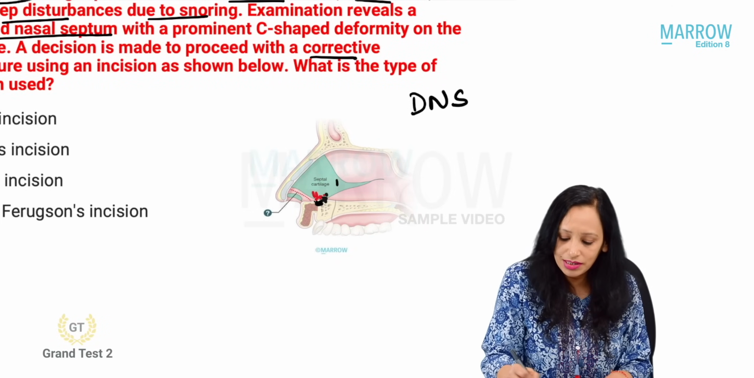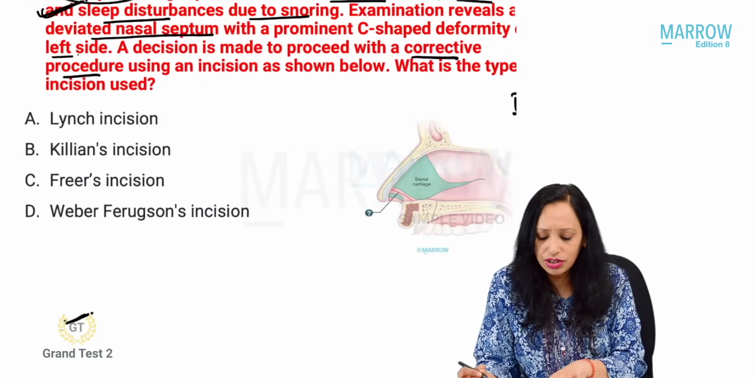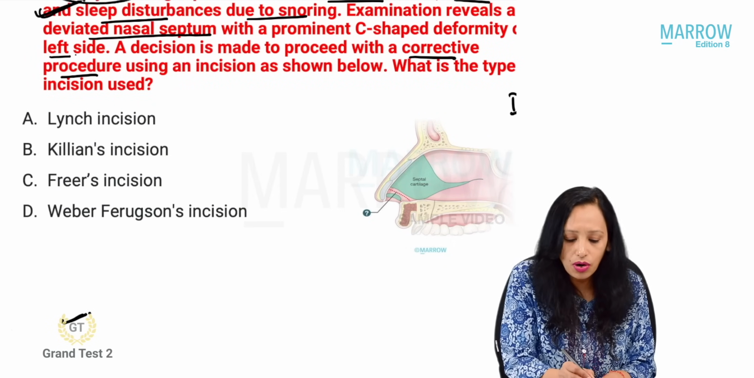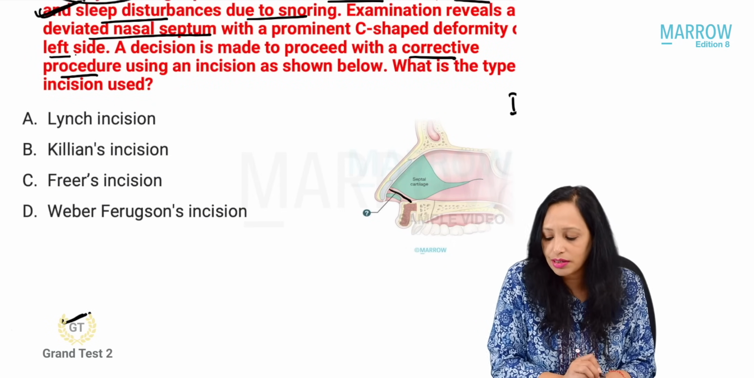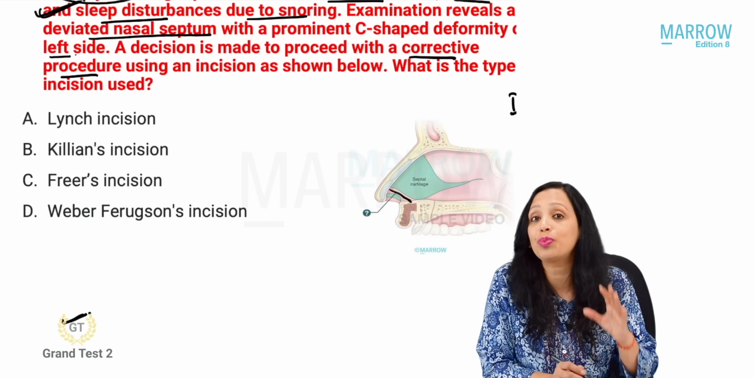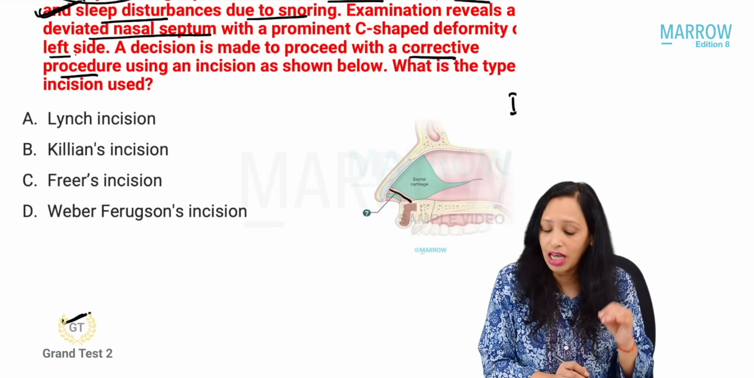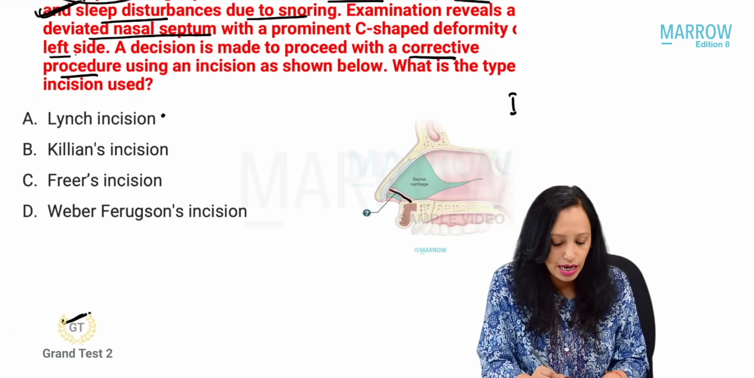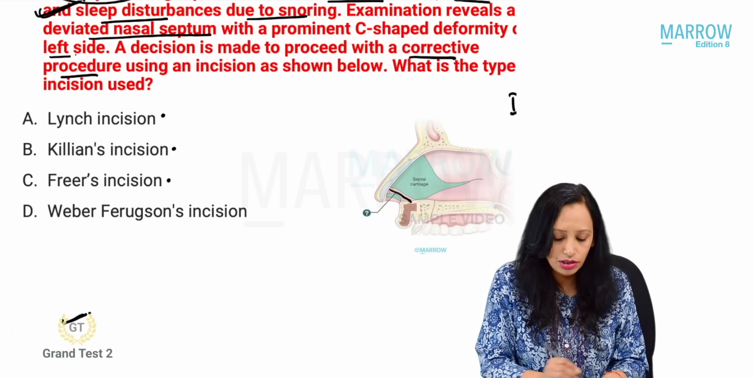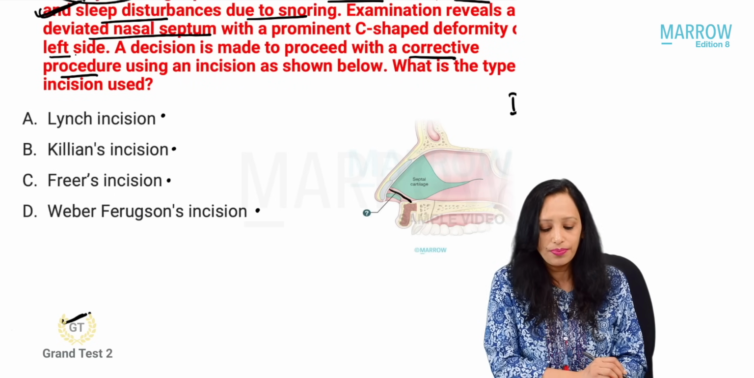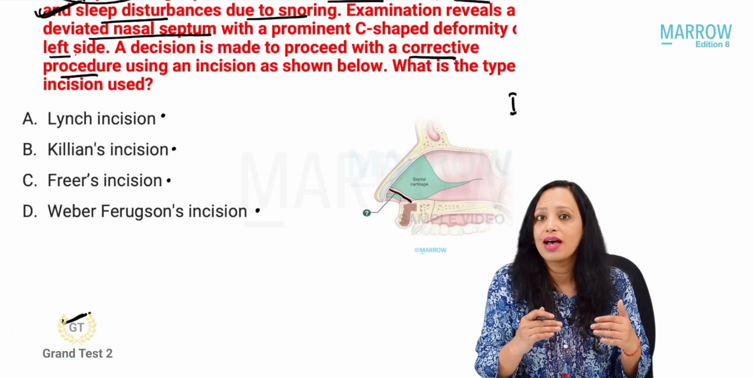Now let me rub this. Where is the incision? It is at the caudal border of the septal cartilage. So this is for septoplasty. So what is the name of this incision? Lynch incision, Killian's incision, Freer's incision, Weber-Ferguson incision. This is Freer's incision.